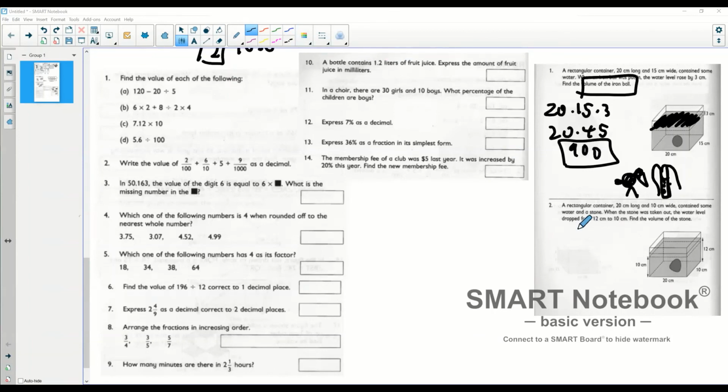All right, so I'm going to go over number two now. 20 times 10 times 12, and the water level drops. Find the volume of the stone. Once again, the volume that the stone displaces is the change in water level. So how much did it change? It was 12, but when the stone left, it went to 10. So the stone caused a change of 2 times the base, 20 times 10, meaning that the stone is 400.